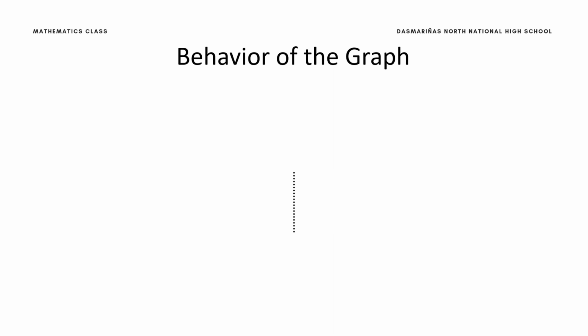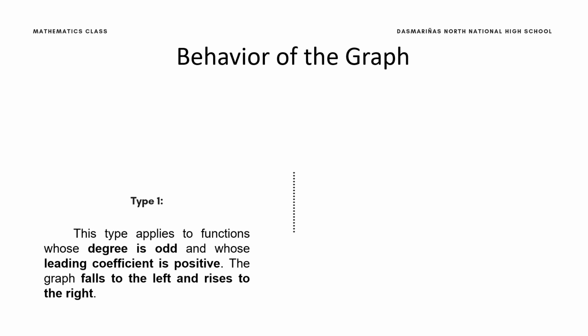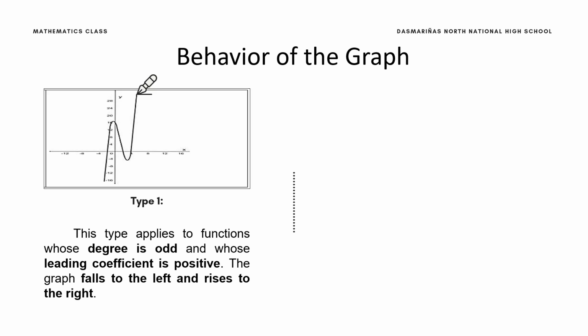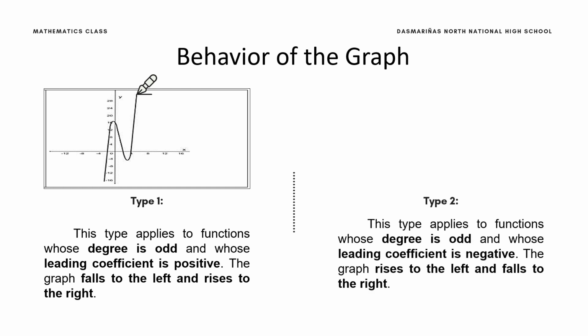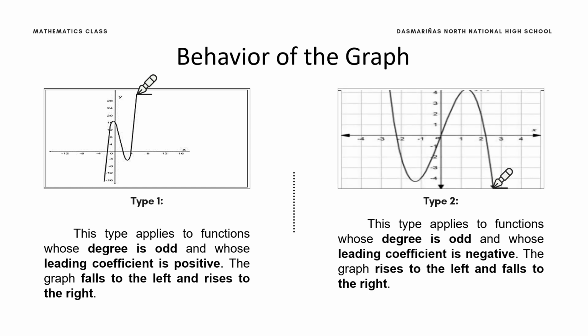To clearly understand the graph of polynomial function, the following tables are shown. The graph of the polynomial function eventually rises or falls. In particular, if the function has a degree which is odd and whose leading coefficient is positive, the graph falls to the left and rises to the right. But if the function whose degree is odd but the leading coefficient is negative, the graph rises to the left and falls to the right.